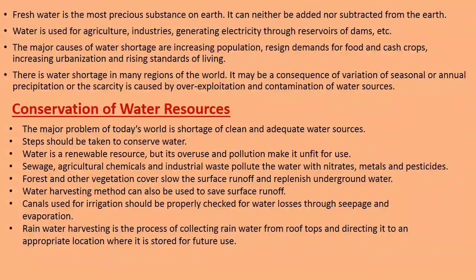Fresh water is the most precious substance on earth. It can neither be added nor subtracted from the earth. The total volume of the earth's water remains constant. Water from oceans and other huge water bodies evaporates and condenses to form clouds. Finally, it precipitates back to the earth's surface. This whole cycle of water circulation is known as the hydrological or water cycle.